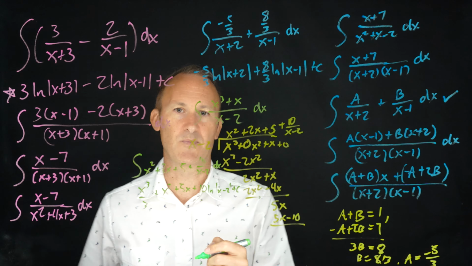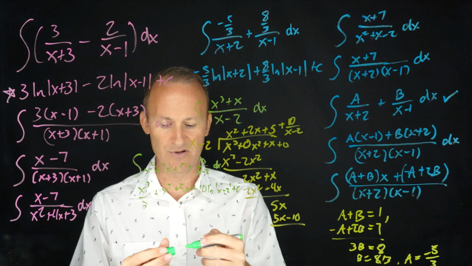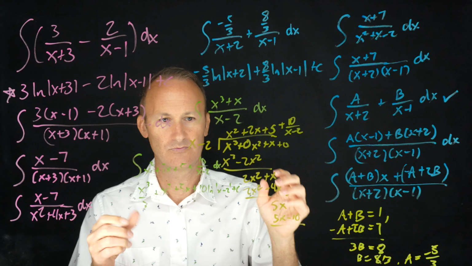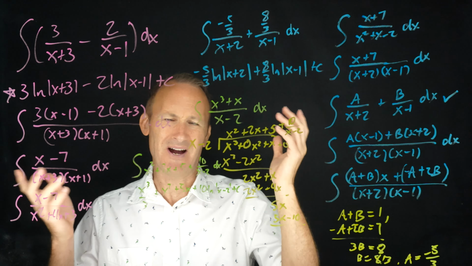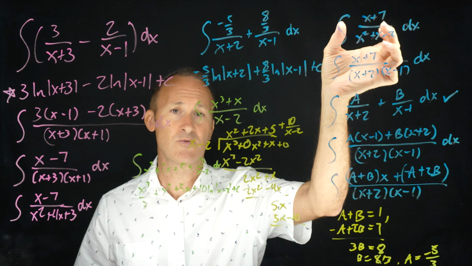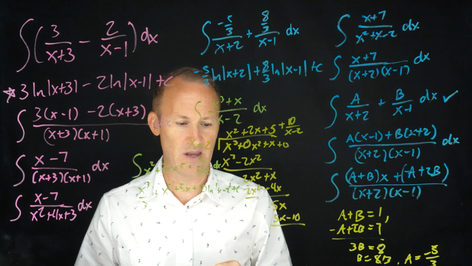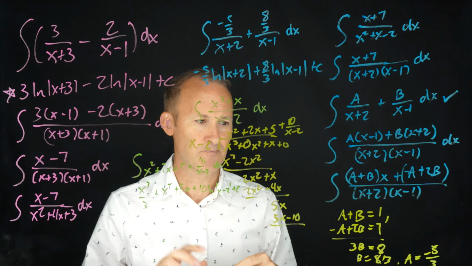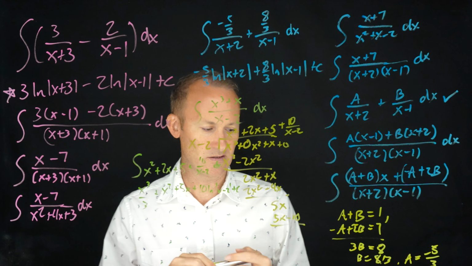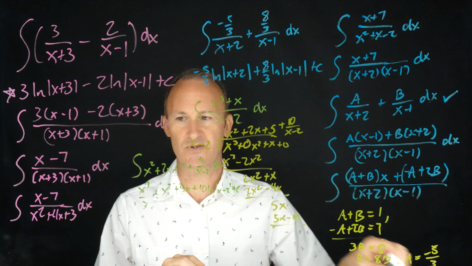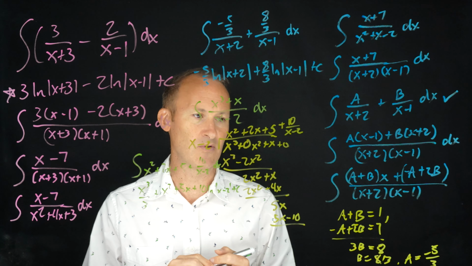Okay, so that's an example of one where you shouldn't use partial fractions, because it's not going to work. Partial fractions are for when the numerator has a lower power than the denominator. And that's basically it, although I will show you maybe one more non-example.